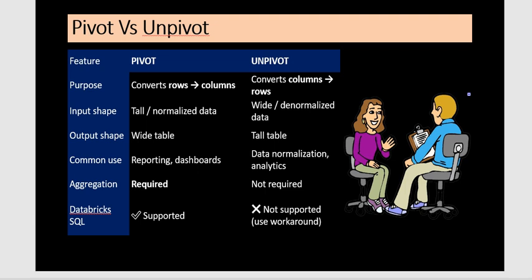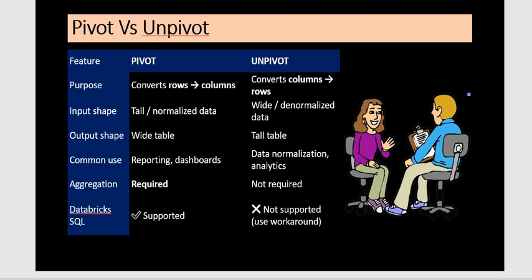And pivot is a wide table. Unpivot is a tall table. This is the shape. Pivot is used for reporting and dashboards. Unpivot is used for data normalization and analytics. In pivot, aggregation is required. In unpivot, aggregation is not required.